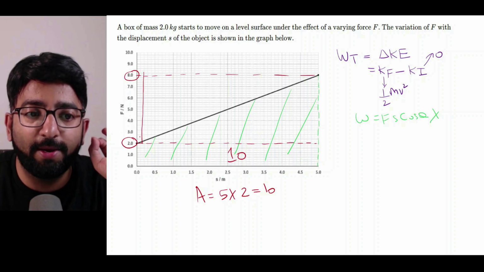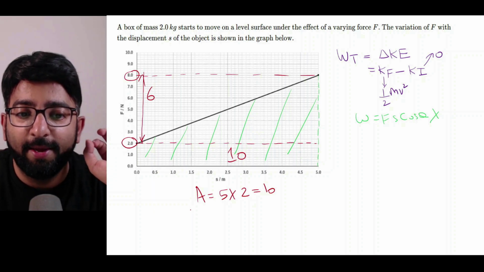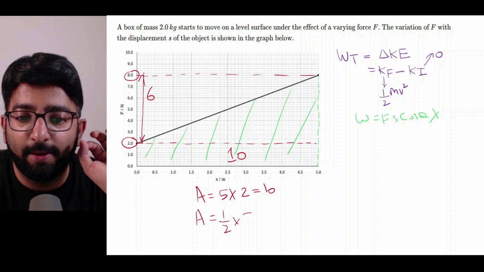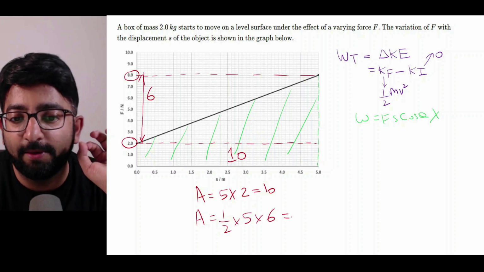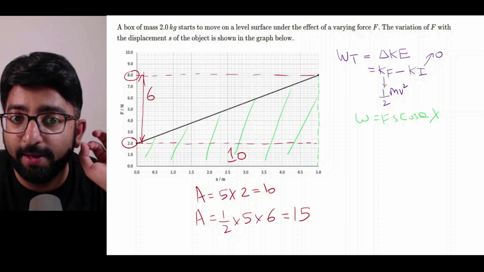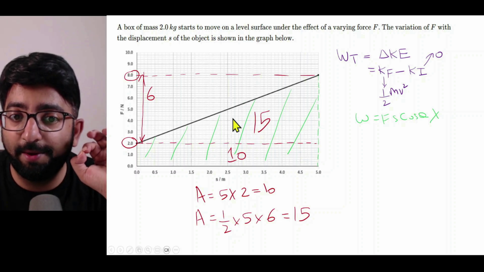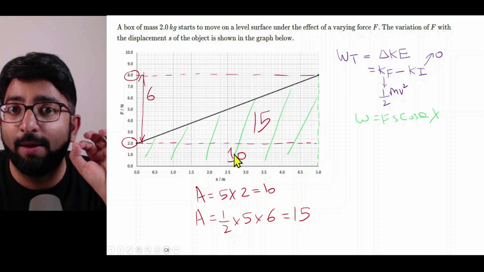So the height of the triangle will be 8 minus 2, which is 6. Hence, we can say the area of the triangle will be half base into height. Base is 5 and height is 6. So we write this as 15. The area of the triangle will become 15. Hence, the total area of the entire region will be 15 plus 10, which is 25.